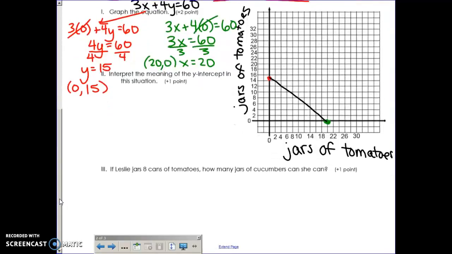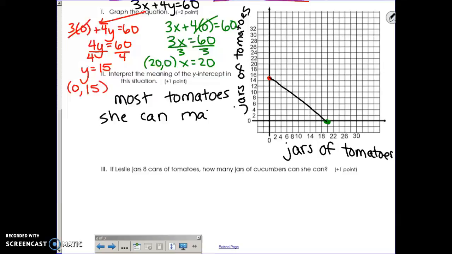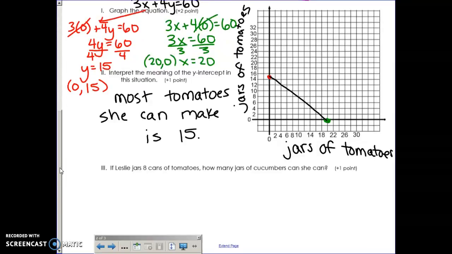Part 2 says interpret the meaning of the y-intercept. Well, it's at 0, 15 on the axis that's talking about jars of tomatoes. That means the most jars of tomatoes she can make is 15. That's what that y-intercept means. There's no other spot where she's making more tomatoes than at that point.